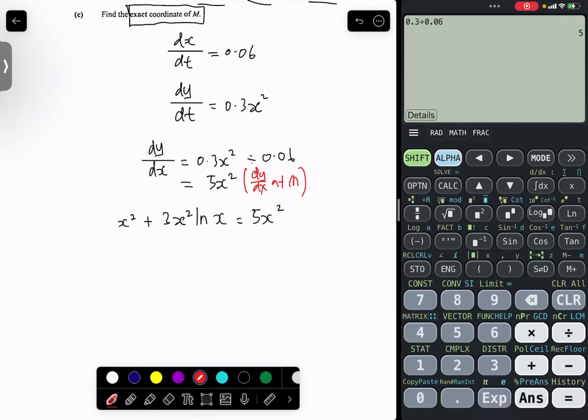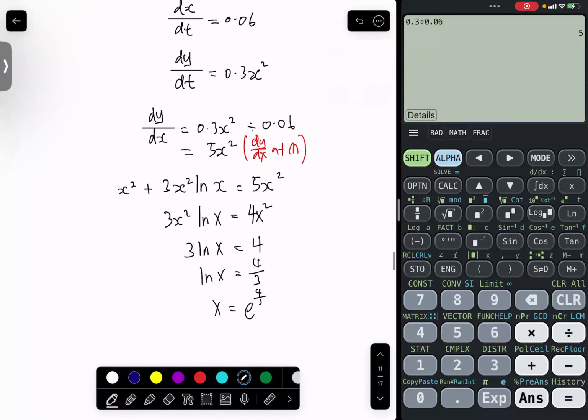So we are hoping that when we equate this, we'll be able to find the value of x. So what happens is 3x² ln x equals 4x². Cancel away x²: 3 ln x equals 4. ln x equals 4/3. x equals e^(4/3).